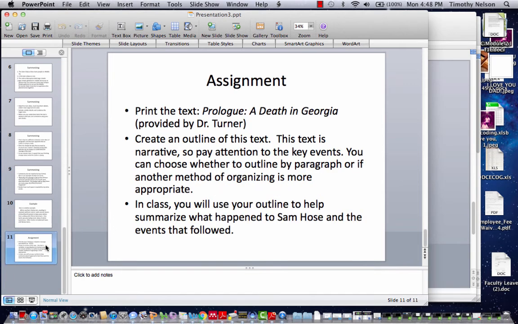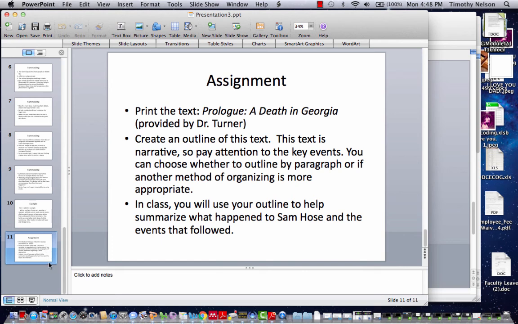Here's an assignment. Print the text, Prologue, A Death in Georgia, which was provided by Dr. Turner. Create an outline of this text. That's you on your own paper writing an outline. This text is narrative, so pay attention to key events. You can choose whether to outline by paragraph or another method of organizing if it's more appropriate.